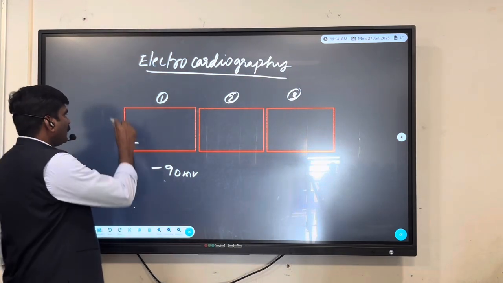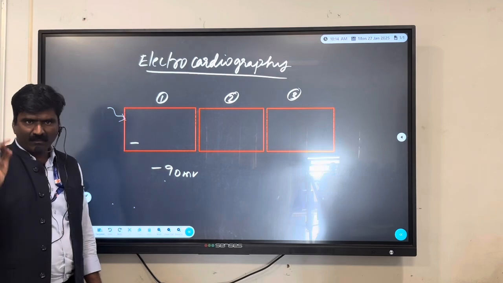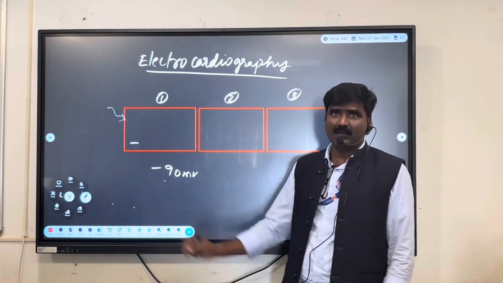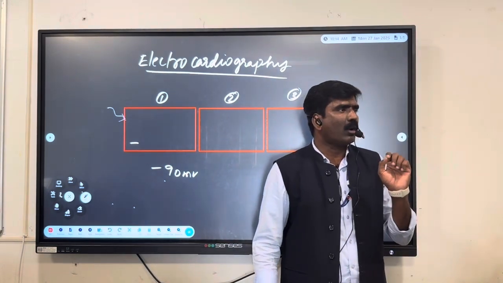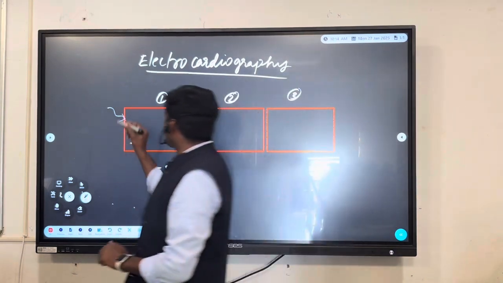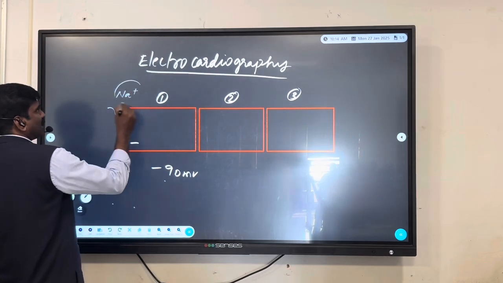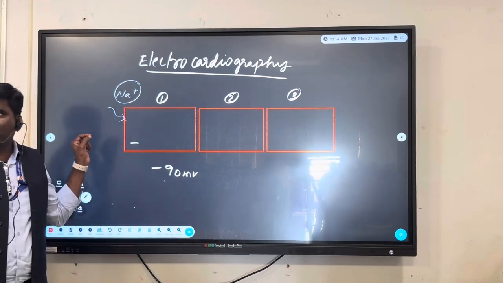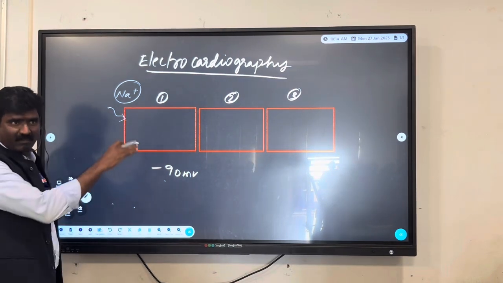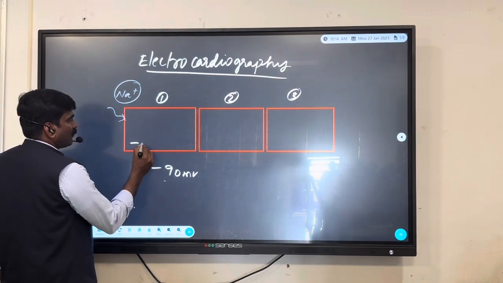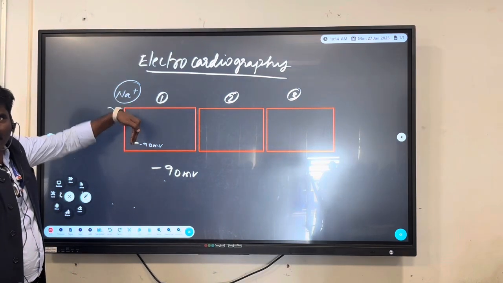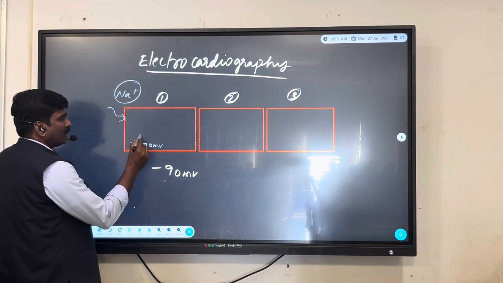When the muscle is stimulated with appropriate stimulation, some amount of sodium, or cations, positive ions, will trickle into the cell. Normally, sodium is in excess in the extracellular space. When appropriate stimulation is given, some sodium will trickle into the cell, that is, positive ions. So minus 90 is the resting membrane potential. When positive ions enter, what will happen? It will go toward the threshold potential.